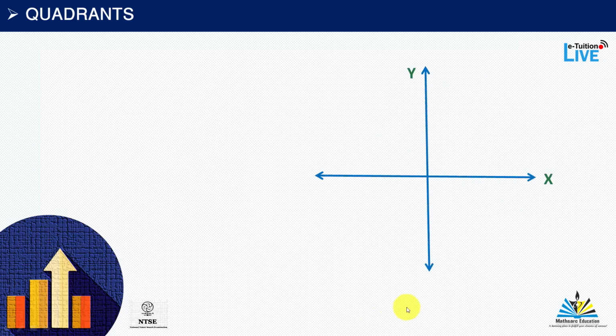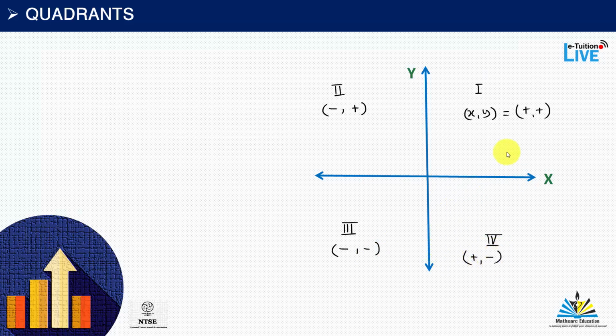There are 4 quadrants. This is the first quadrant, this is the second quadrant, this is the third quadrant, and this one is the fourth quadrant. In this case, if we think of x comma y, the signs of the point x and y, then in the first quadrant both x and y must be positive. In the second quadrant x must be negative and y must be positive. In the third quadrant, negative comma negative, and in the fourth quadrant x must be positive and y must be negative. How are we getting this plus minus sign?